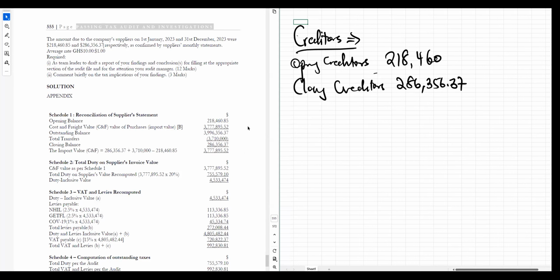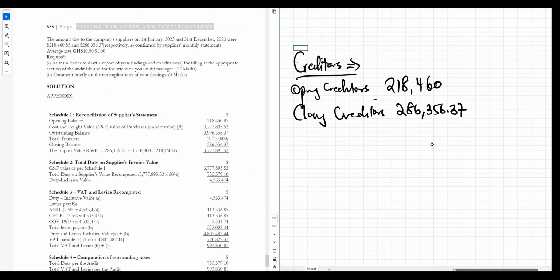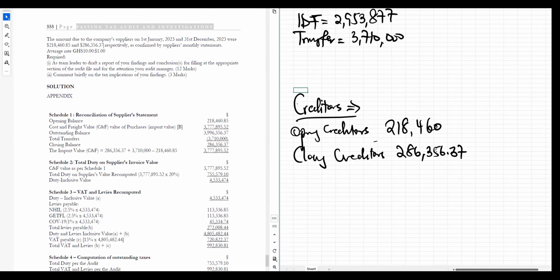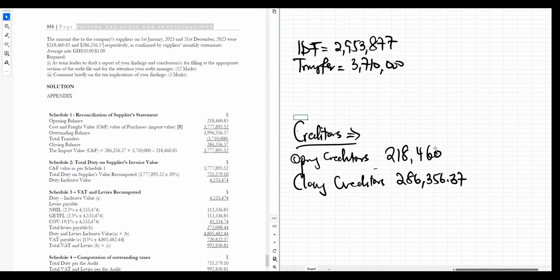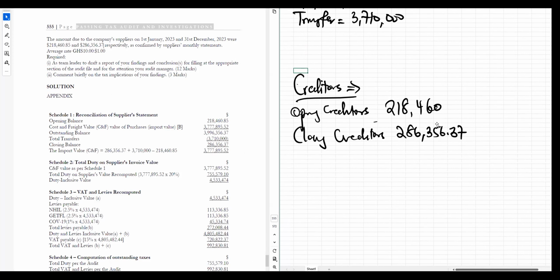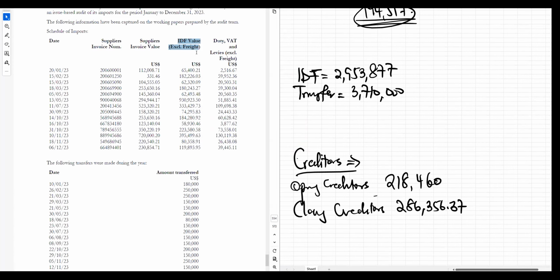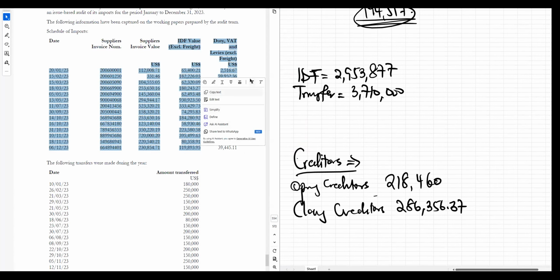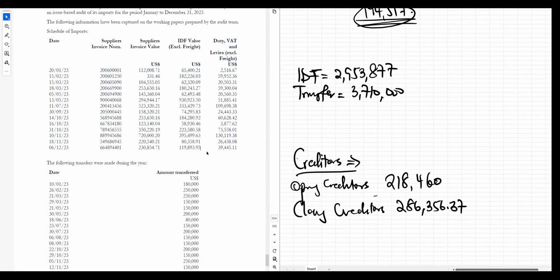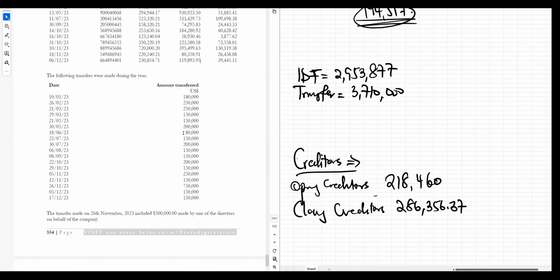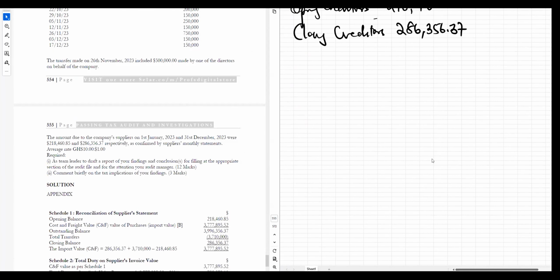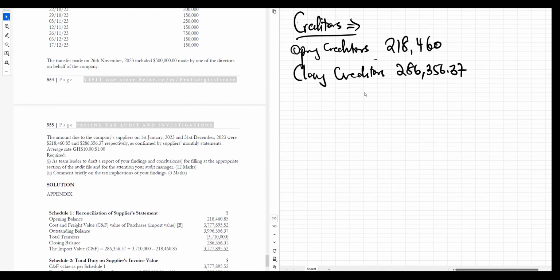Now, with what they have given us, what we need to do is recognize that the purchases they've given us in their IDF may not be real. The import value may not be real. They could have manipulated it. So what we do is calculate our actual purchases using the control account. Can you see that?